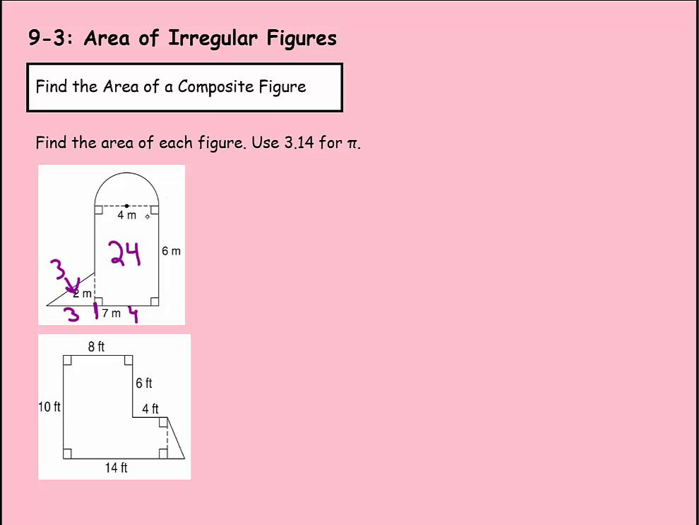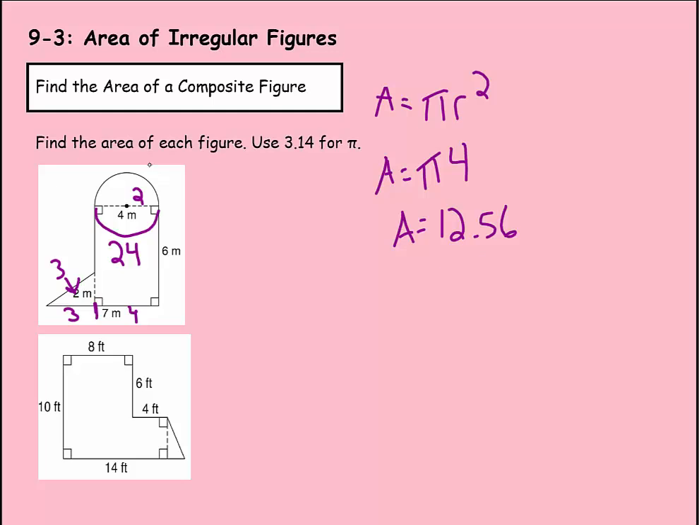What I'm going to do is treat this like a whole circle, and I'm going to divide it in half when I'm done. So since this is a diameter of 4, I can find half of that to find the radius, which means this will be a radius of 2. Like we learned in our last lesson, the formula of a circle is pi times radius squared. 2 squared would be 4, so pi times 4. Pi times 4 equals 12.56.